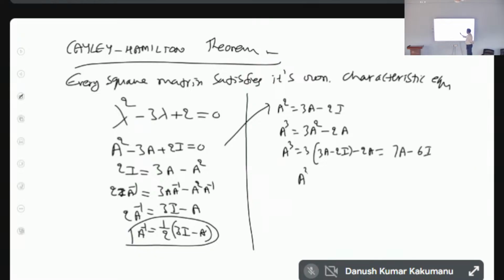Look here, A cube is equal to, what did we get? 7A minus 6I. A square is 3A minus 2I, A cube is 7A minus 6I.